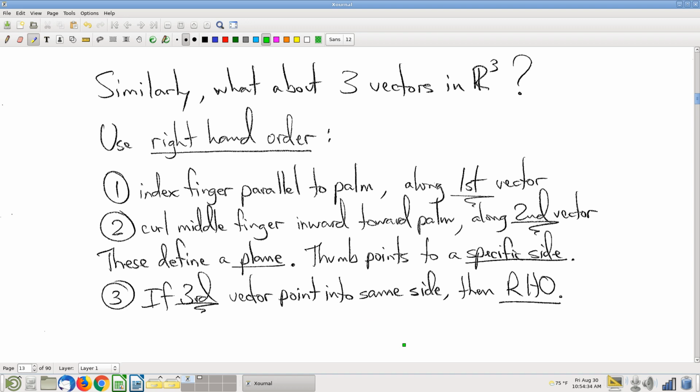So here's the definition of right-hand order. Let's suppose I've got a couple of vectors. There's the first vector. There's the second vector. And then the third vector I'm going to say is that way, let's just say. Okay, so 1, 2, 3. Here's the rule for right-hand order. Take your index finger, point your index finger parallel to your palm, and no hand yoga, just point the index finger the way that the index finger wants to go, parallel to the palm. Like little bang bang. Okay. Point your index finger in the direction of that first vector.